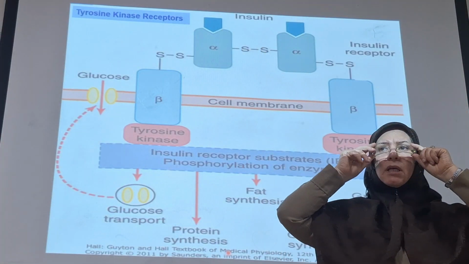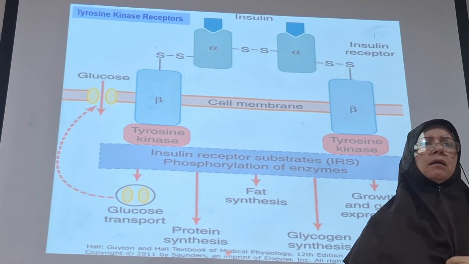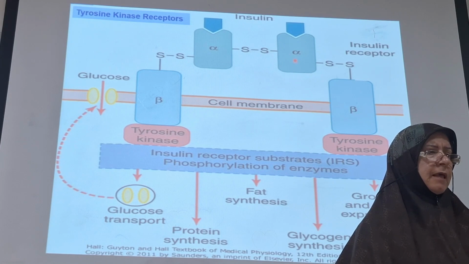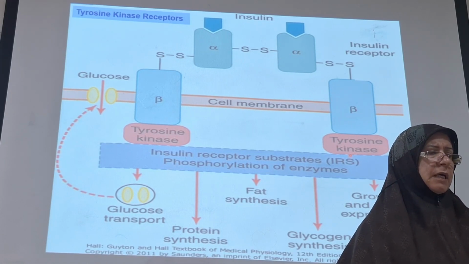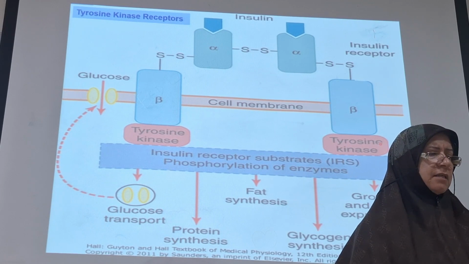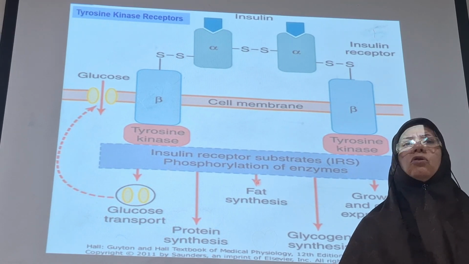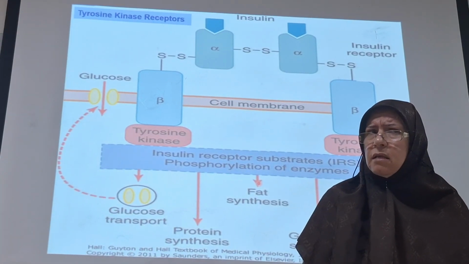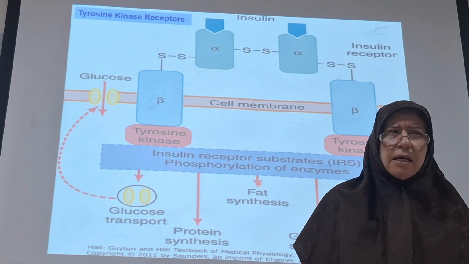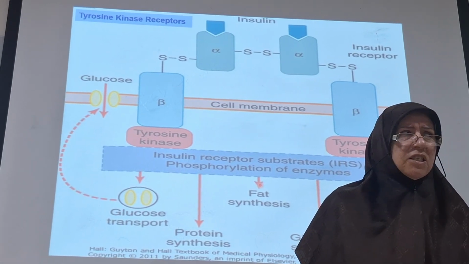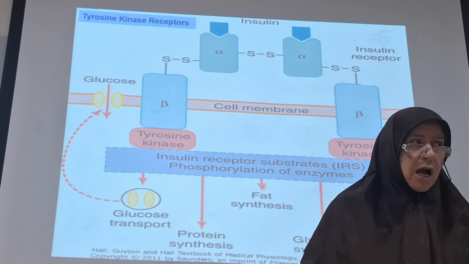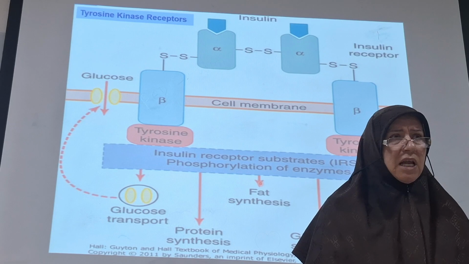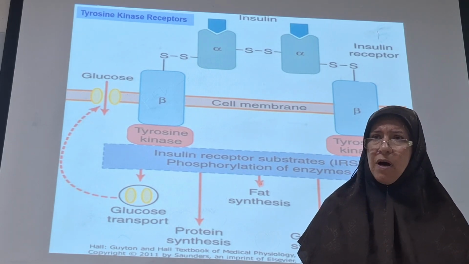This is insulin receptors, tyrosine kinase receptors. Insulin binds to its receptors, and tyrosine kinase is activated. You know tyrosine kinase? Tyrosine kinase enzymes phosphorylate tyrosine amino acids.